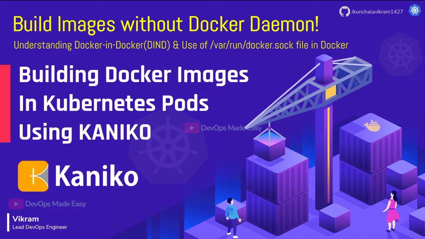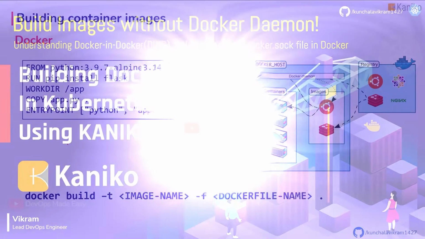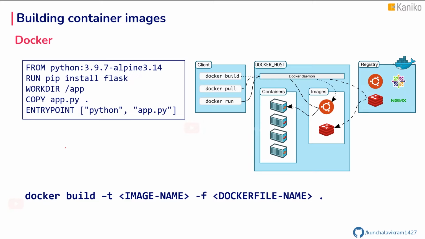In this process, we'll also try to understand what the Docker in Docker concept is and why it is useful in Jenkins or in any similar use cases. And we'll also try to understand what the use of the var run docker.sock file is inside Docker. So let's first try to understand how to build container images or Docker images.